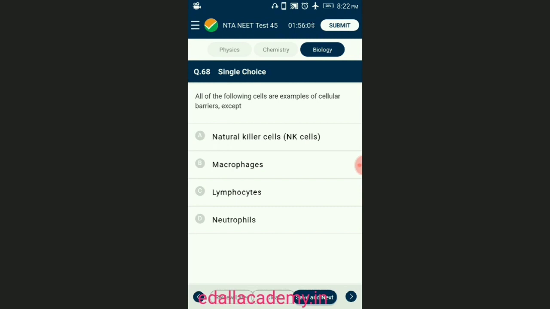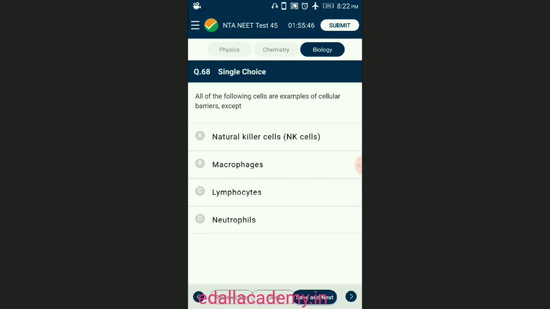Cellular barriers of innate immunity include leucocytes, neutrophils, monocytes, macrophages and natural killer cells. The specialized lymphocytes such as T cells and B cells come under specific or acquired immunity. So the answer for this question is option C, lymphocytes.